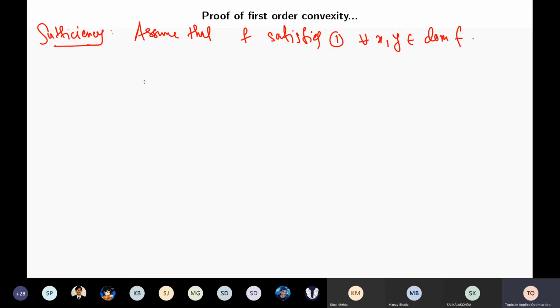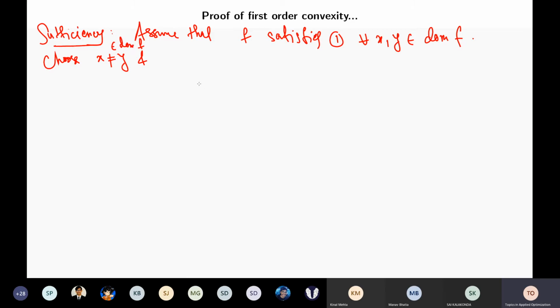Now let us prove this. So let us choose some x not equal to y, and two such points should exist. Otherwise, there is just one point in the domain, and by triviality it will be convex because there is no x and y to check, right? So there will exist some x and y which are distinct, and they are in the domain of f, obviously.